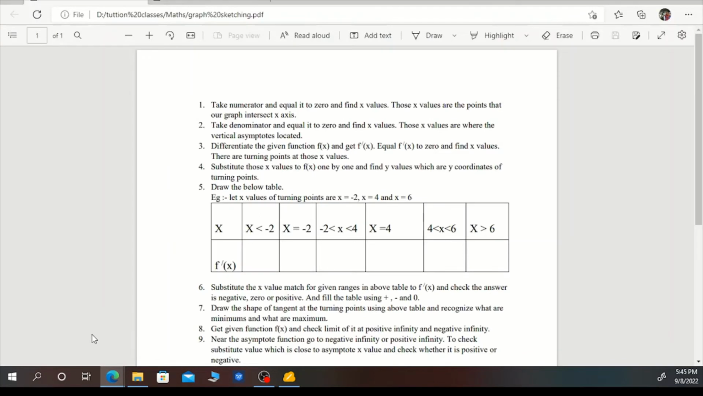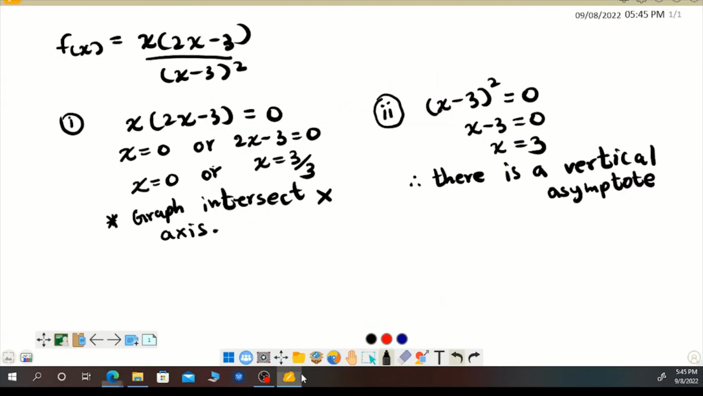Now I am going to the third step. In the third step you have to differentiate the given function f(x) and get f'(x). I am not going to do that here. Then equate f'(x) to 0 and find the x values. There are turning points at those x values. So I am going to use the differentiated function, the first derivative of the function.